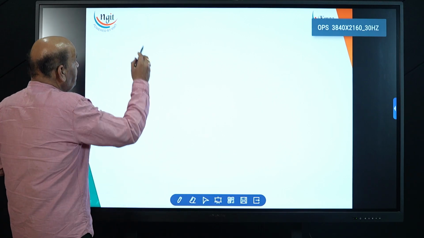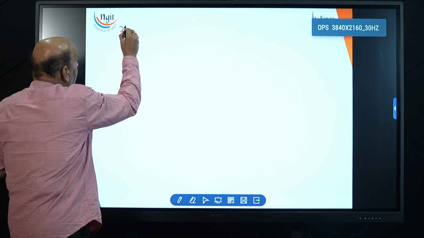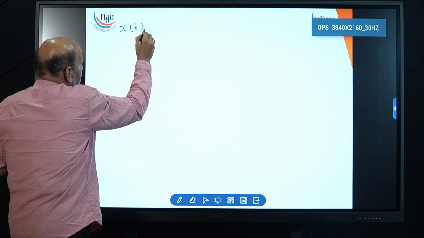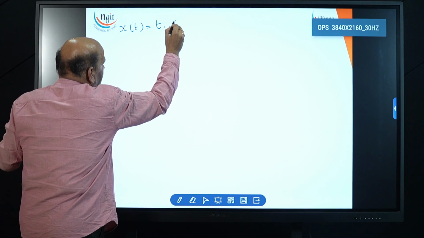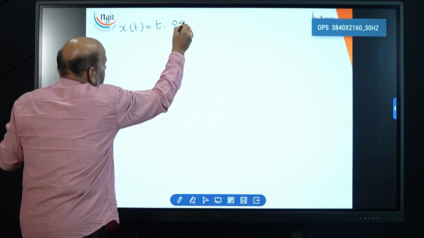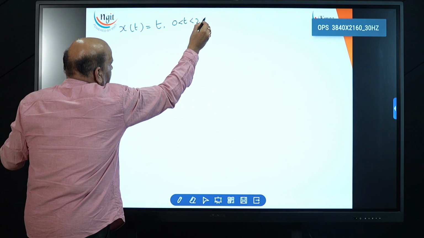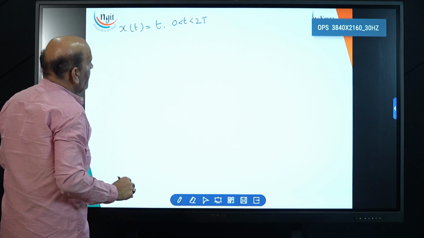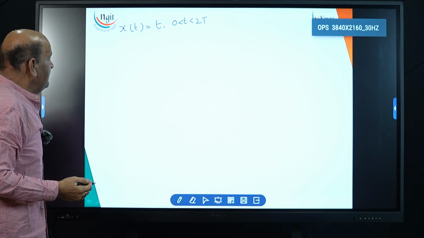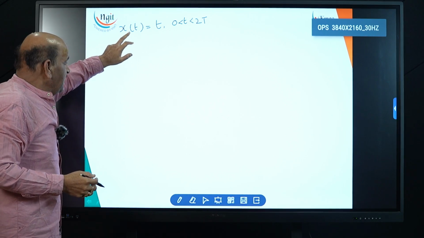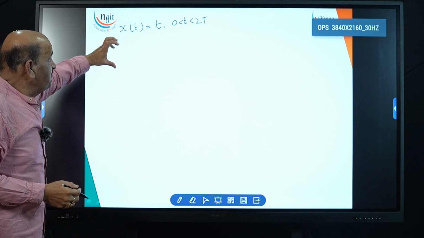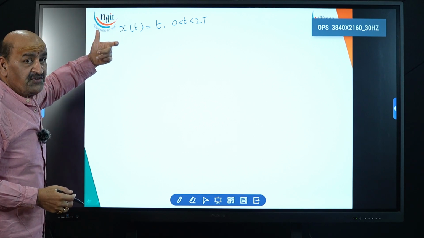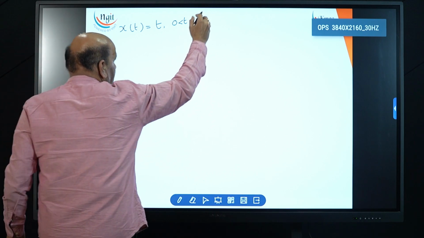Now, let a function x of t equal to t between 0 to 2T. Any function is given like this, that is the period. A signal is given to us, and now we have to express this in terms of Fourier series. Okay, now let us follow.